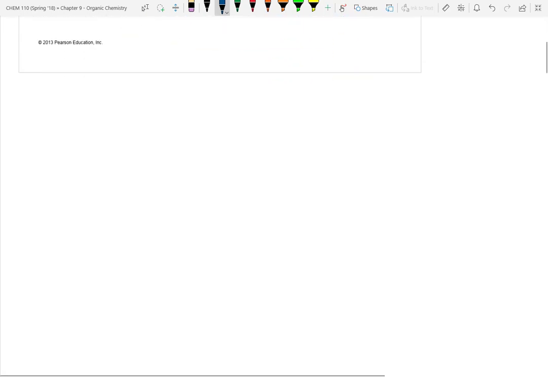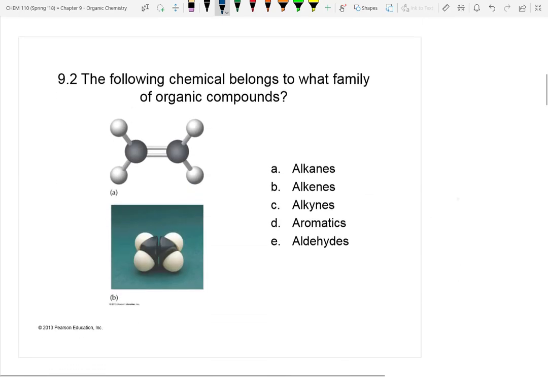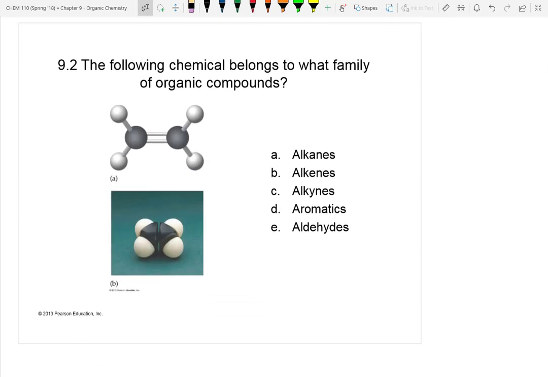All right, let's do another one. The following chemical belongs to what family of organic compounds? Alkene, it's a double bond, right? What's the shape? In this case, we can't identify cis or trans because we've got 4 hydrogens. Yeah, this would be trigonal planar.